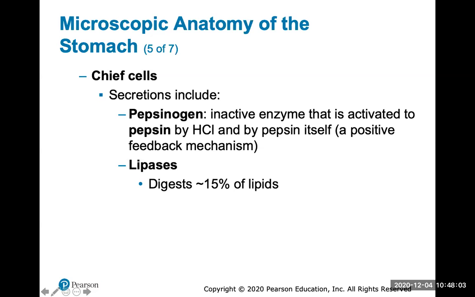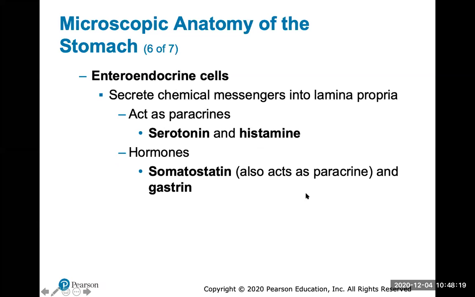Chief cells secrete pepsinogen, which is an inactive enzyme that will be activated to pepsin by hydrochloric acid and by pepsin itself. It's a positive feedback mechanism, and chief cells also secrete lipases, which will digest about 15% of lipids. Enteroendocrine cells secrete chemical messengers. They act as paracrines, so they secrete serotonin and histamine, and they also secrete hormones like somatostatin and also gastrin. So just understanding that your enteroendocrine cells secrete different paracrines, which are different molecules, and also hormones.